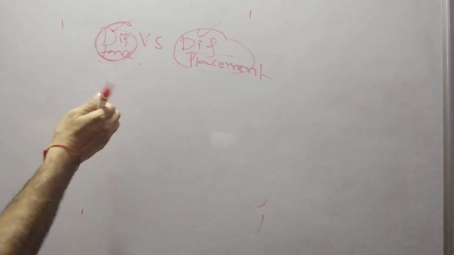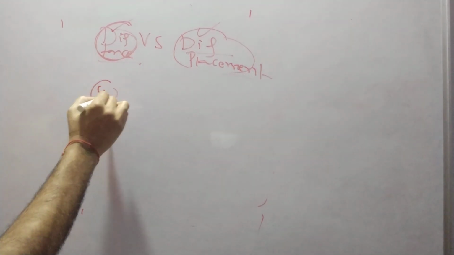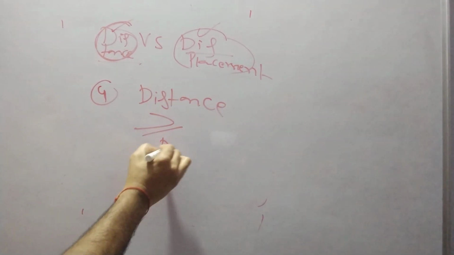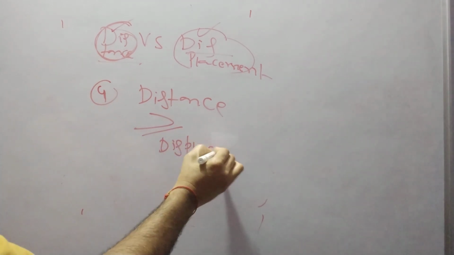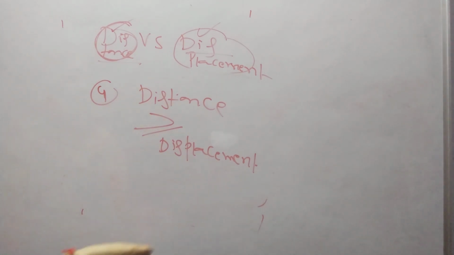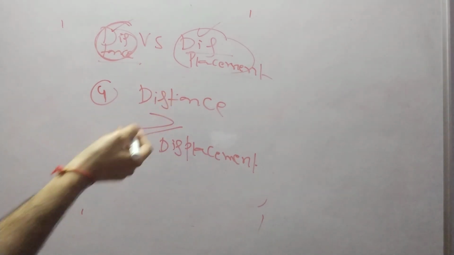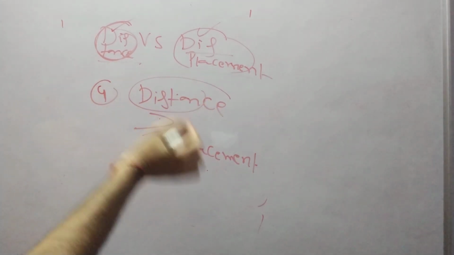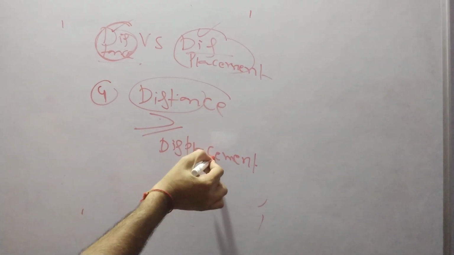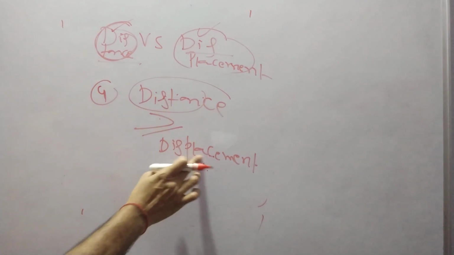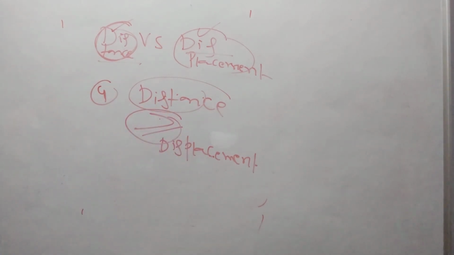The fourth difference is that the distance value is always greater than or equal to the displacement. The distance value is not less than the displacement. You can see it in the values we wrote just now. The value may be equal or greater, but distance is not less than displacement, because displacement is the shortest value, meaning the lesser value. So this condition is satisfied here.